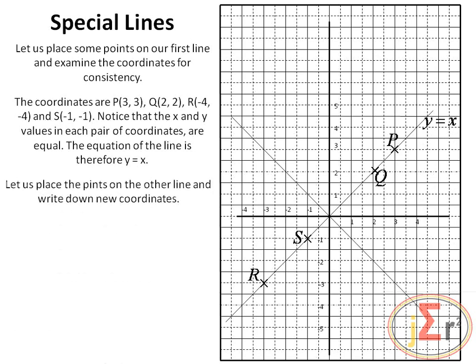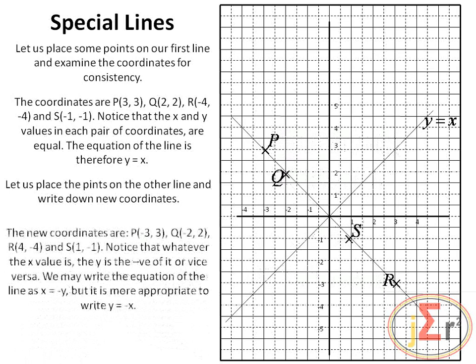Let us place the points on the other line and write down new coordinates. So we're going to put some points on the other line. Good. Write down the coordinates. The new coordinates are P is equal to (negative 3, 3), Q is equal to (negative 2, 2), R is (4, negative 4), and S is (1, negative 1).